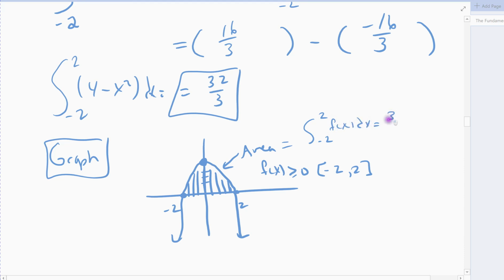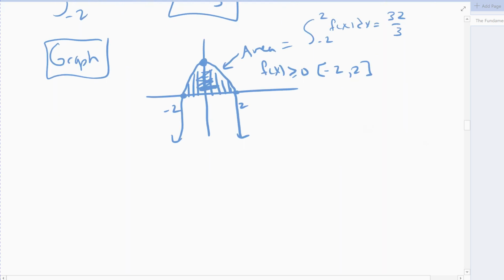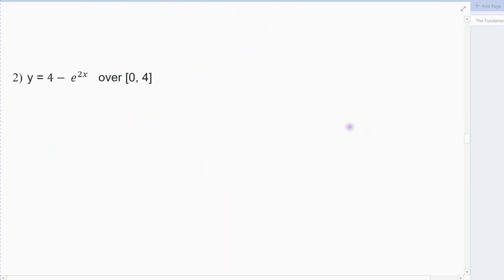And so that does equal 32 1/3. So that's this exact area: 32 1/3. Right, the second example I believe is going to be a difference in area.